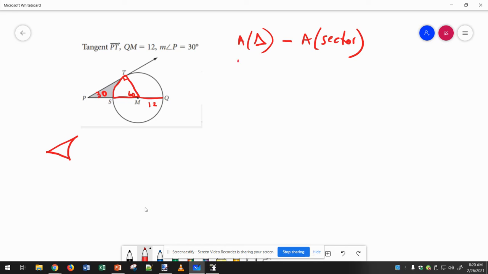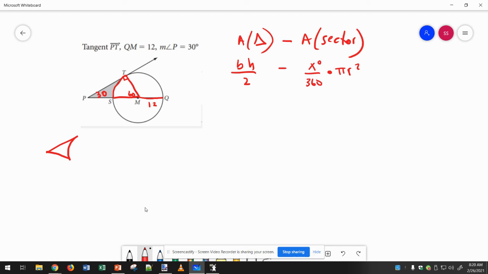Area of the triangle, which is base times height divided by 2, minus area of the sector, which is whatever that central angle is divided by 360 times pi r squared, because that's the area of the entire circle, and this ratio gives us the slice of that circle, like what percentage that sector is. So let's do the triangle first.